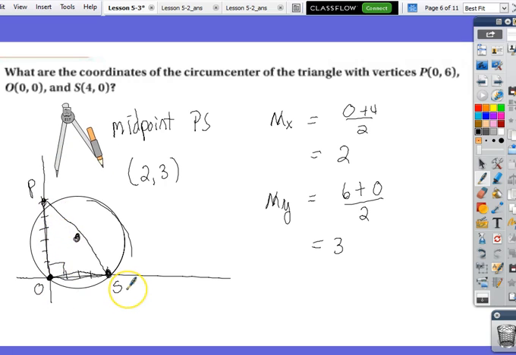Well, I sketched it out, and to be able to do these problems, I'm going to go ahead and tell you, all of the ones that you get tonight are right triangles. But you could compare the slope of line PO with the slope of line OS. The slope of line PO is undefined. The slope of line OS is 0, and undefined and zero-sloped lines are perpendicular, so you know it's a right triangle.